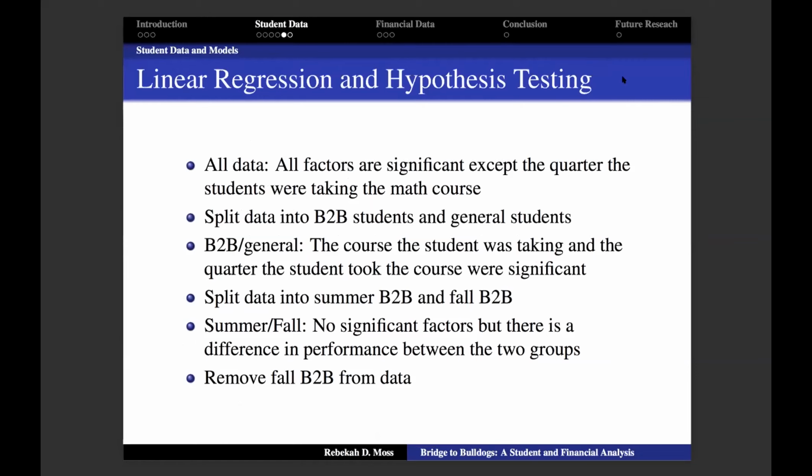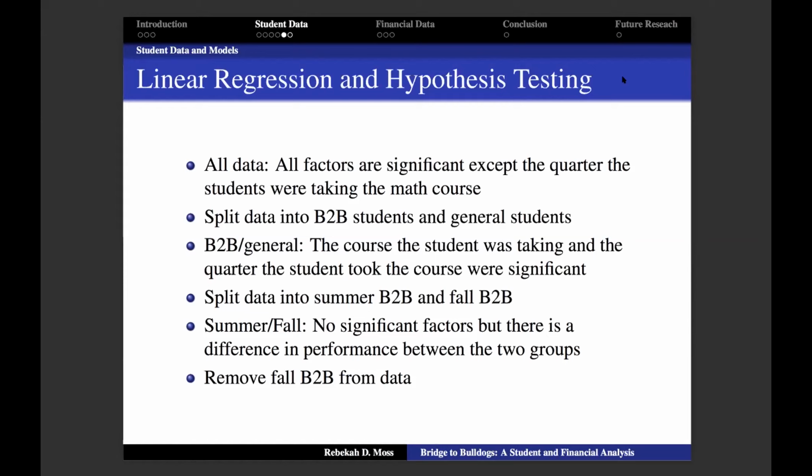So then when we were running the tests, we started with all of the data together, and we found that all factors were significant except for the quarter that the students took the math class. And so since being a Bridge to Bulldog student was a significant factor, we decided to split the data into Bridge to Bulldog students and general students. So then when we compared the Bridge to Bulldog students versus the general students, the course the student was taking and the quarter the student took the course were both significant.